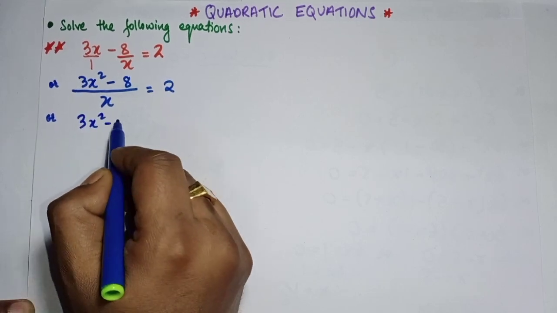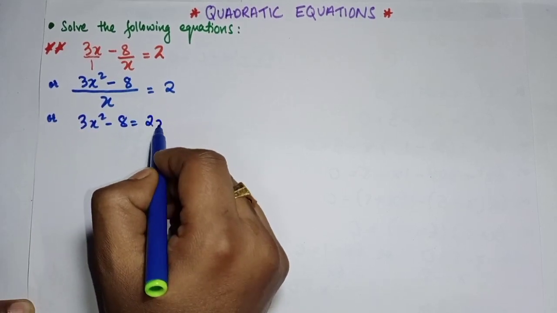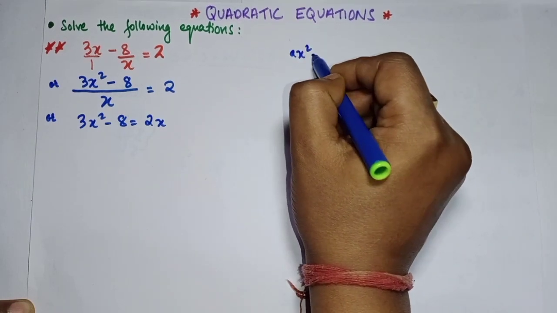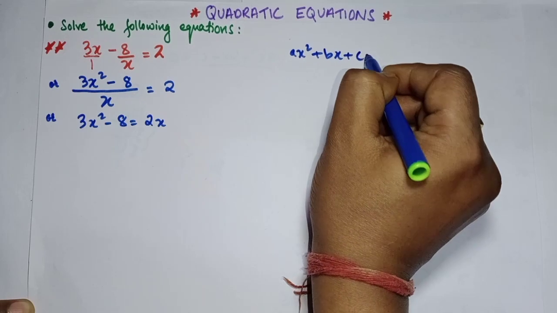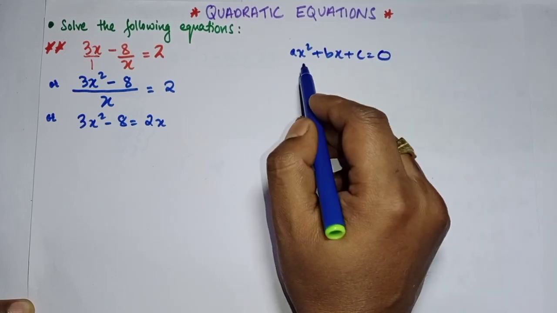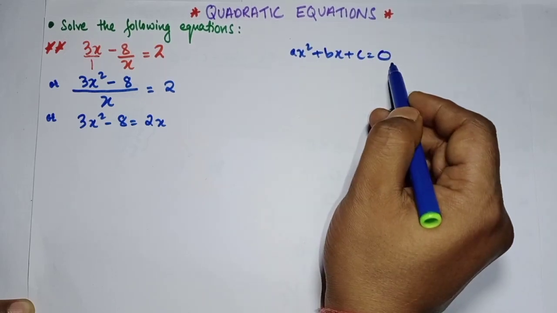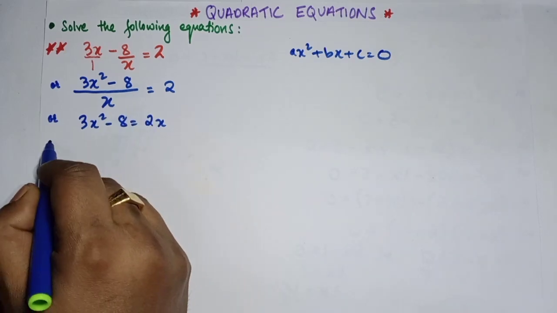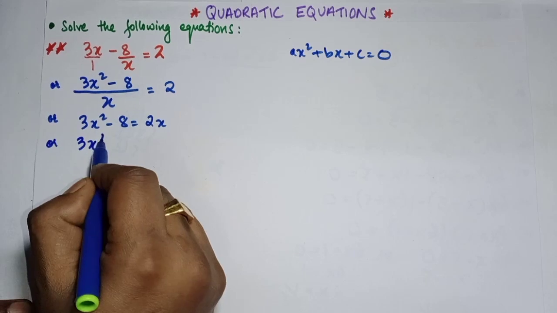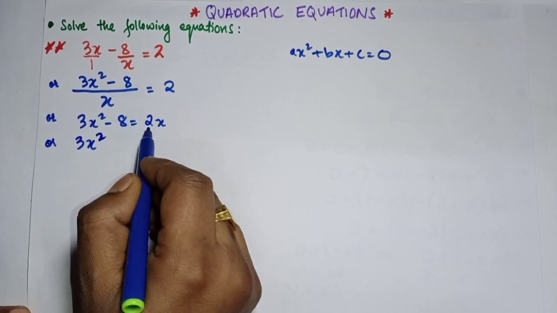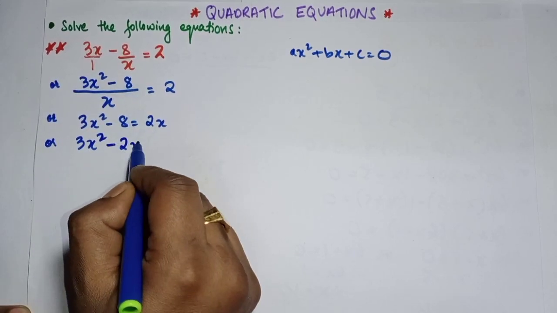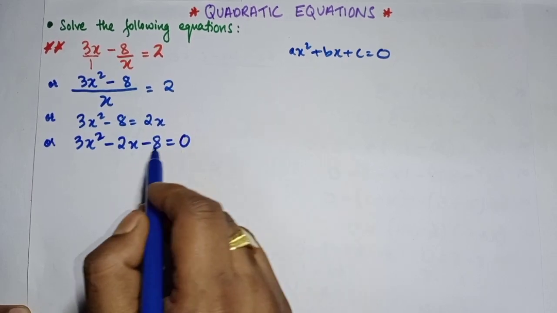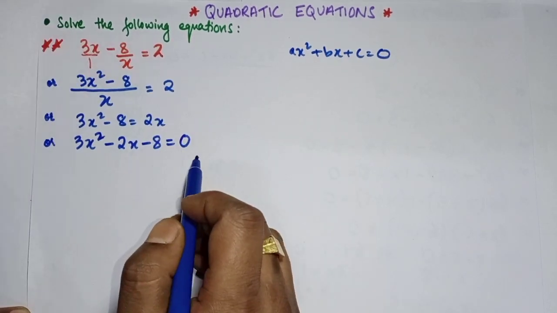So what is standard form? I think now you are perfect with the standard form. Standard form is ax square plus bx plus c is equal to 0. For our first step, we have to make the standard form. So now I'll bring this 2x in front. What I'll get? 3x square, and 2x when it comes this side will be minus 2x. Minus 8 is already there, equals to 0. So I got this first step, our standard form.